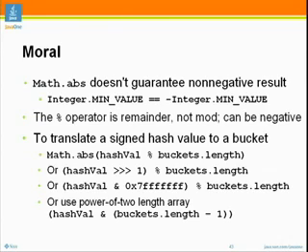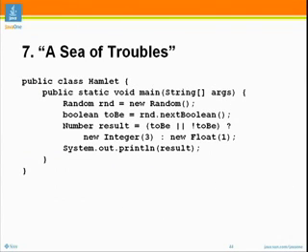So now I have one for you. A sea of troubles. We're going to create a random number, well, actually, a random Boolean. And then we're going to ask whether to be or not to be. That is the question. And based on that, we're either going to get the integer 3 or a floating 1 and print out the result. Well, this looks utterly straightforward.